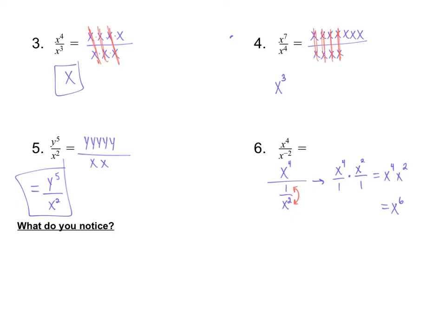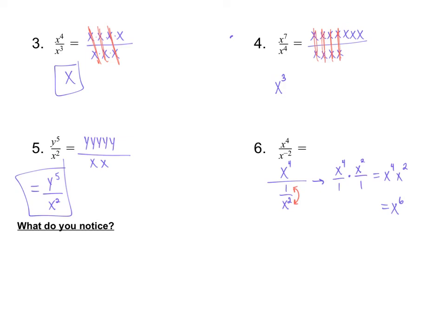x to the 4th over x cubed, number 3. We ended up with just an x, so x to the 1st. And the difference between those exponents, 4 and 3, was 1. Number 4, we started with x to the 7th over x to the 4th. The difference between 7 and 4 is 3, and we ended up with x cubed. Number 5, we couldn't really touch because we had different variables. So if we look at number 6, what's the difference between 4 and negative 2?